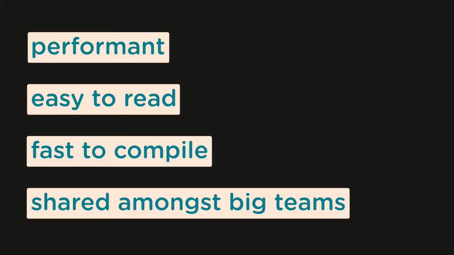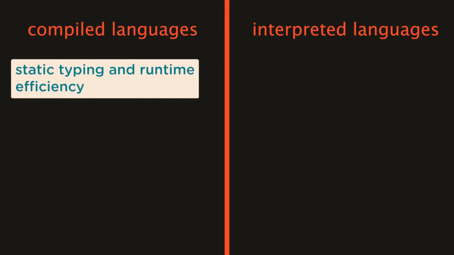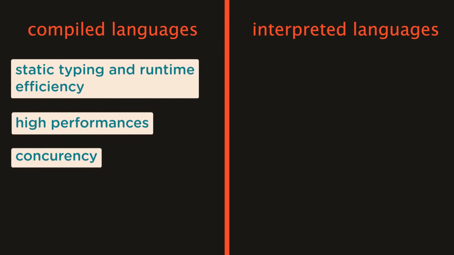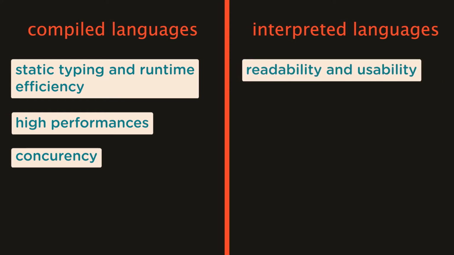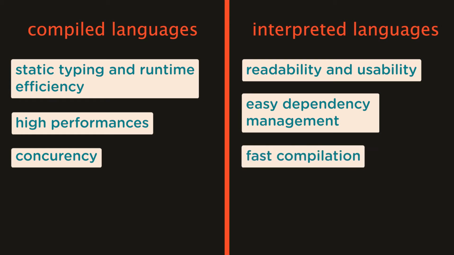Go is built to be performant, easy to read, fast to compile, and made for projects meant to be shared amongst big teams. It actually combines the best of two worlds, interpreted languages and compiled languages. From compiled languages, static typing and runtime efficiency like C, high performances, concurrency. From interpreted languages, readability and usability like Python or JavaScript, easy dependency management, and fast compilation.